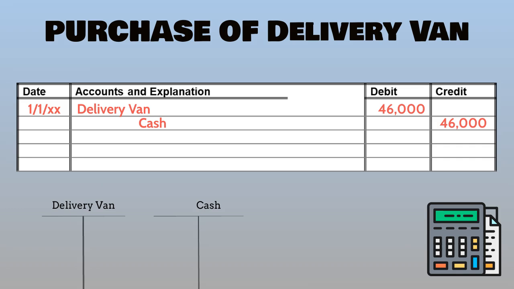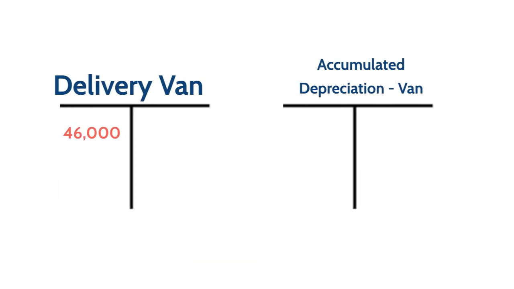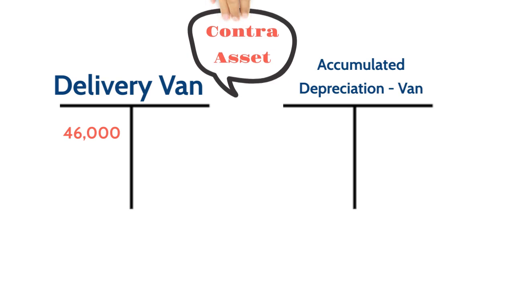The journal entry is a debit to delivery van and a credit to cash for $46,000. Our ledger account, or T account, would have an asset of $46,000 recorded, which is called the book value. Since we just purchased it, there wouldn't be any accumulated depreciation just yet.